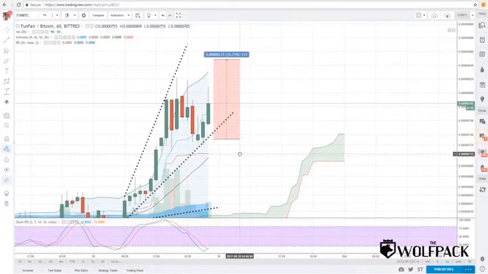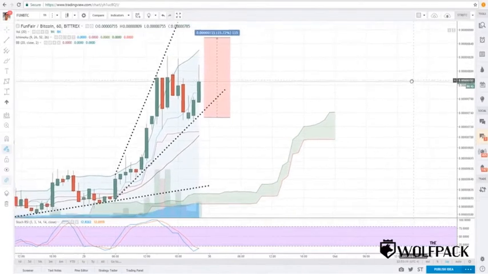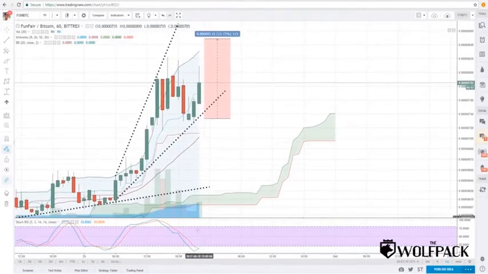Just in case you don't get back in, you just take the profits for yourself, and then you just continue with whatever you have in there for the rest of the pump. So that's my strategy, that's my tactic. That's how RSI works.